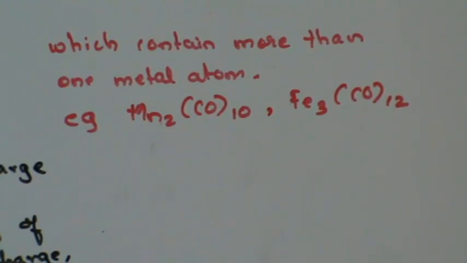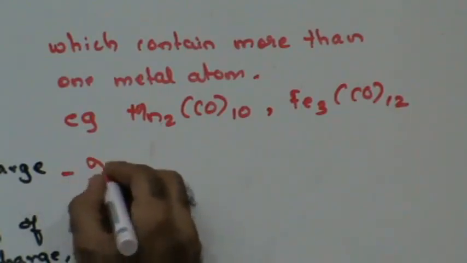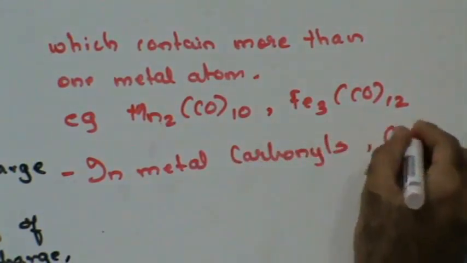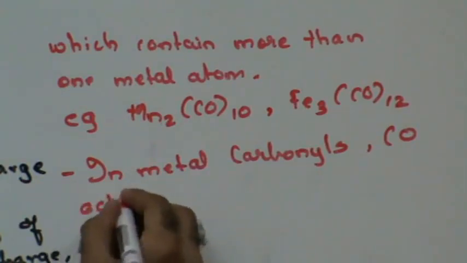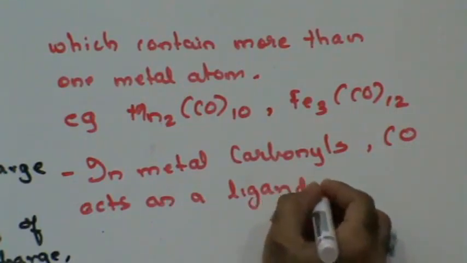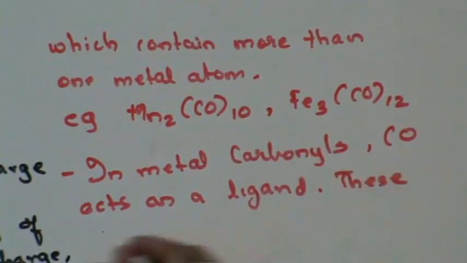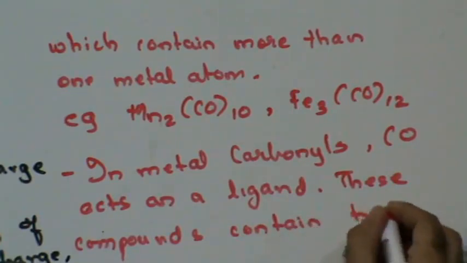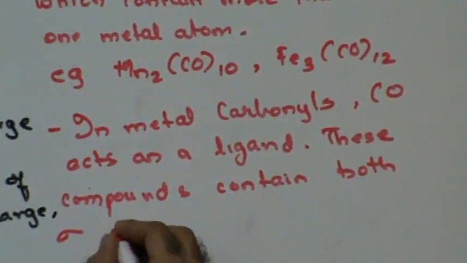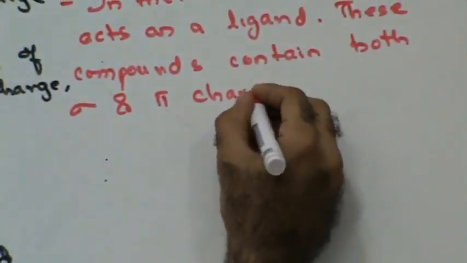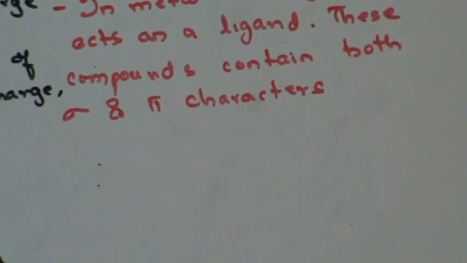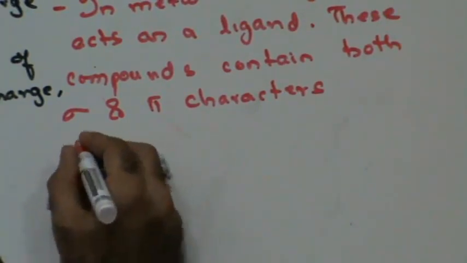Now, let's try to see how the carbonyl acts as a ligand. In metal carbonyls, the carbonyl group acts as a ligand, right? These compounds contain both sigma and pi characters. That means there is going to be axial overlapping as well as lateral overlapping that will take place in them. I could explain this to you with the help of an example.